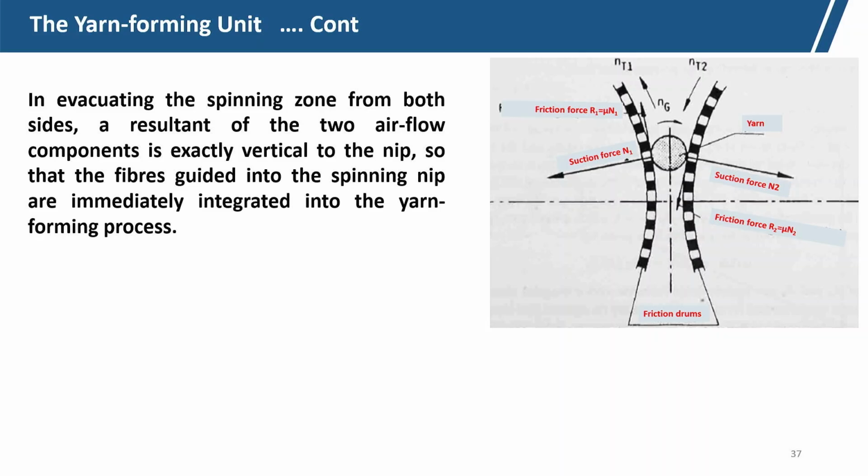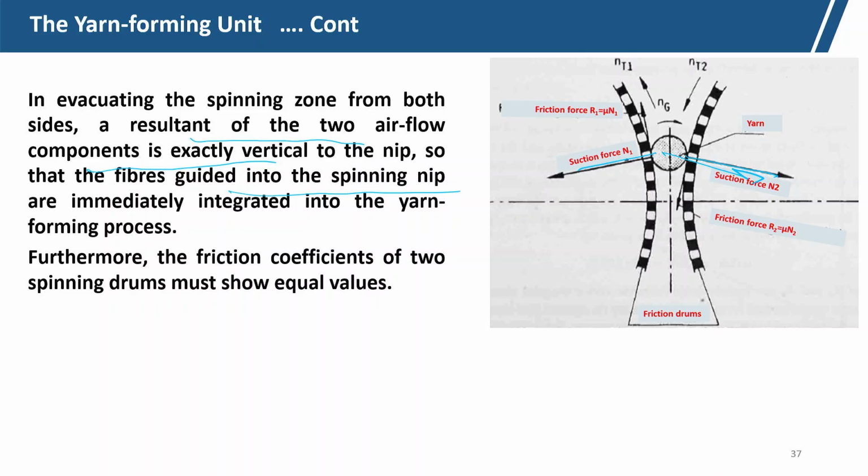In evacuating the friction zone from both sides, there are two airflows, and the resultant of these two airflow components must be exactly vertical to the nip, so that the fibers are guided into the spinning nip and immediately integrated into the yarn. So, that should be exactly vertical at the nip point.